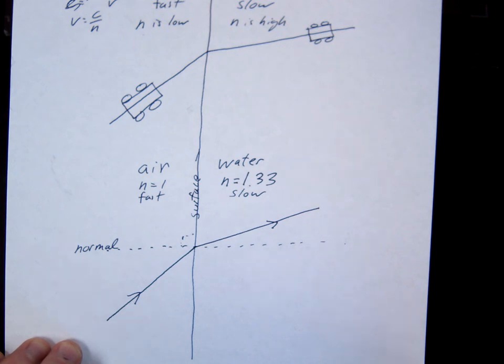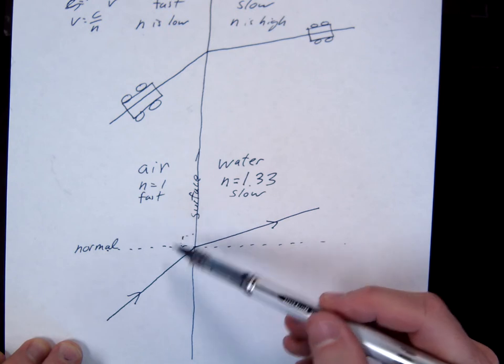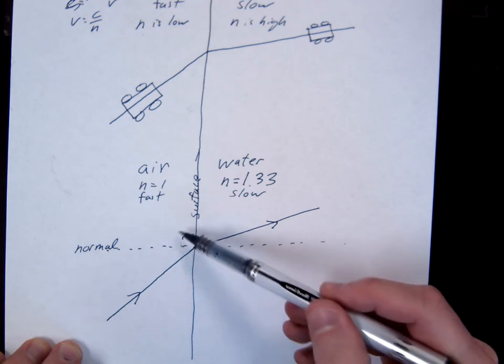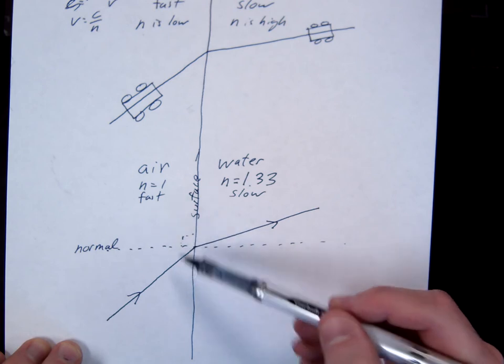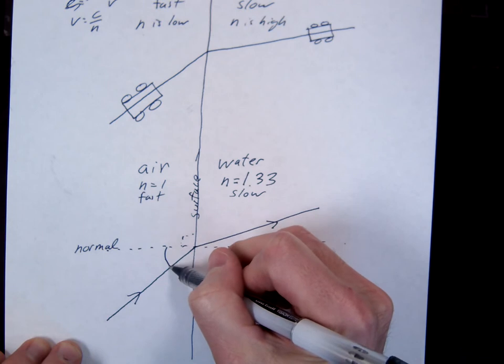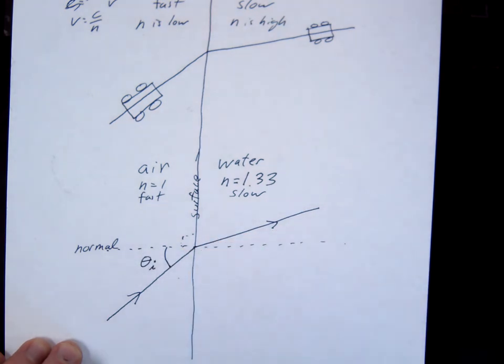Okay, so we're going to have an incident angle, just like with mirrors. I can see 3 choices over here, A, B, or C. Which one is my incident angle, A, B, or C? B. So this angle right here, we're going to label as theta I. That's our incident angle.